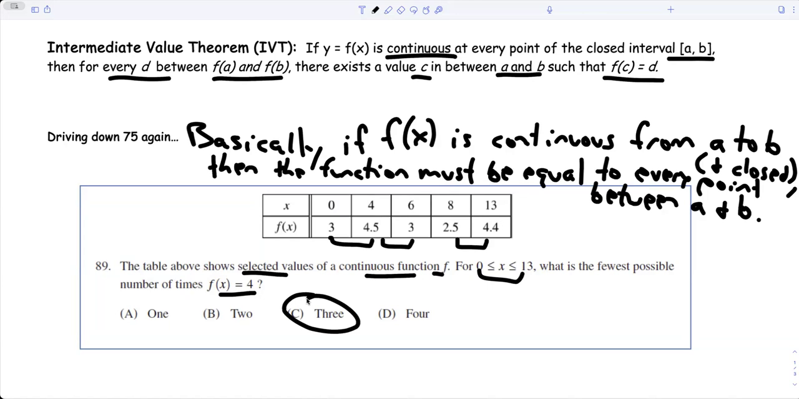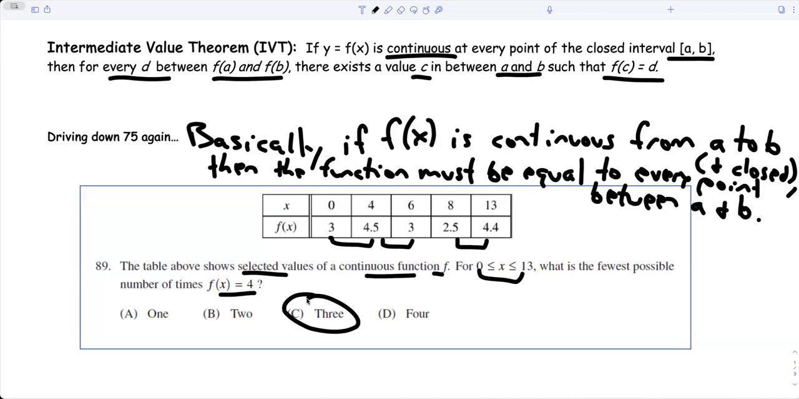And you can see this graphically. I'm not going to take time to do it. But if we were to plot these values and then draw a continuous function going through all those points, there would be at least 3 times where the y value is equal to 4. Okay? So that's IVT.